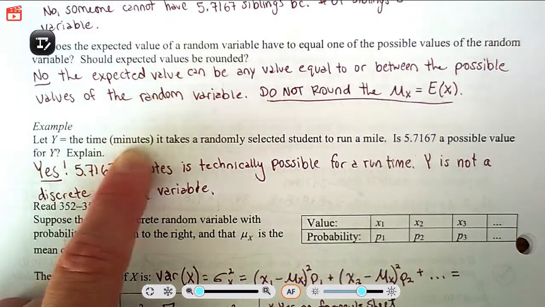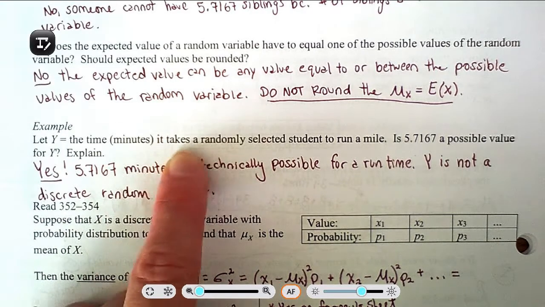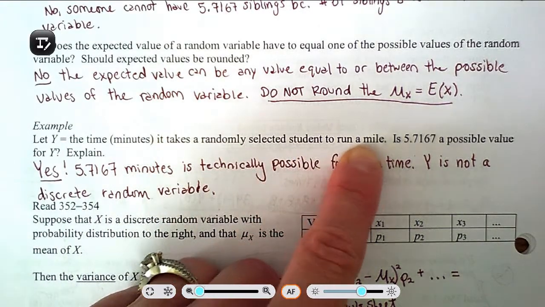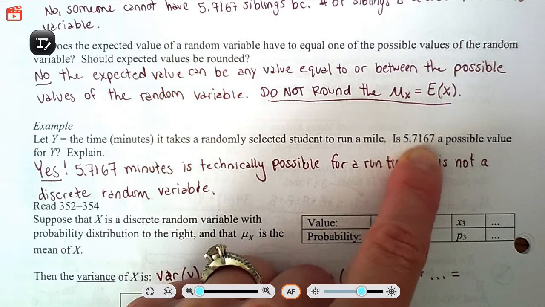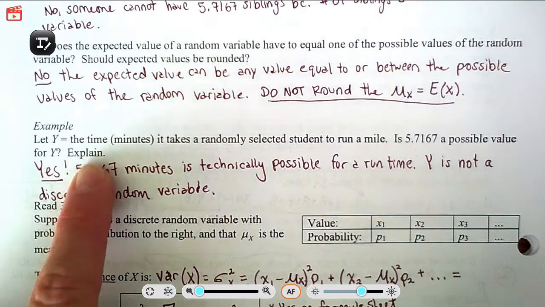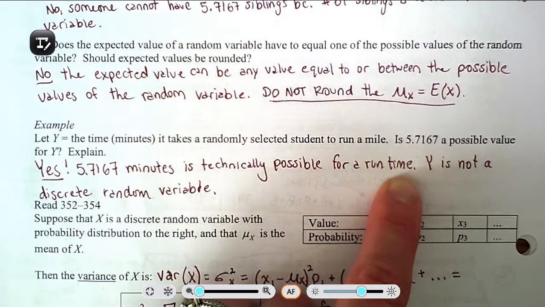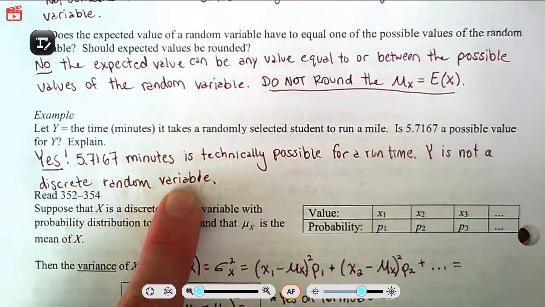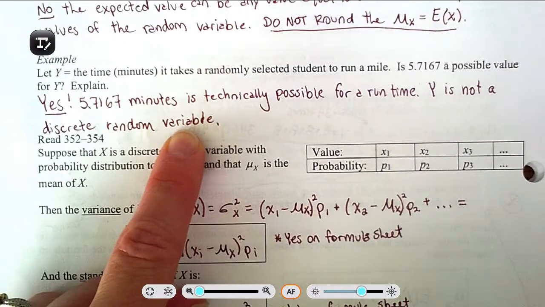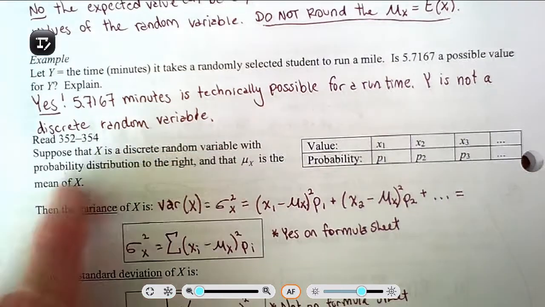Let Y equal the time in minutes it takes a randomly selected student to run a mile. Is 5.7167 a possible value for Y? Explain. Yes, that many minutes is technically possible for a run time. Y is not a discrete random variable in that case. You have minutes and seconds and hundredths of seconds.